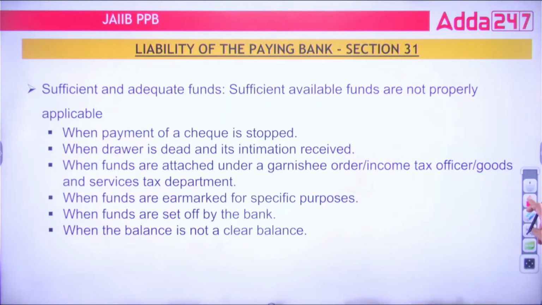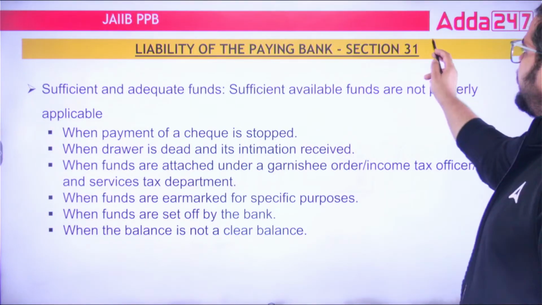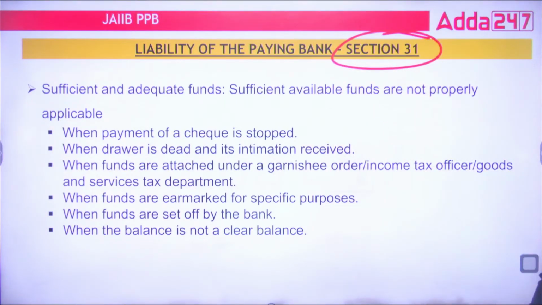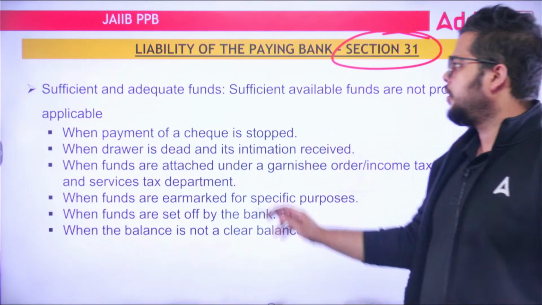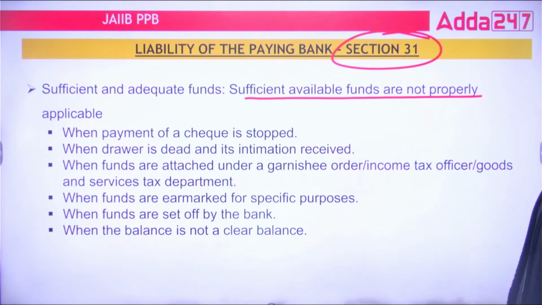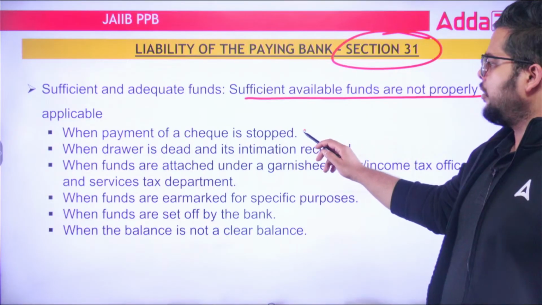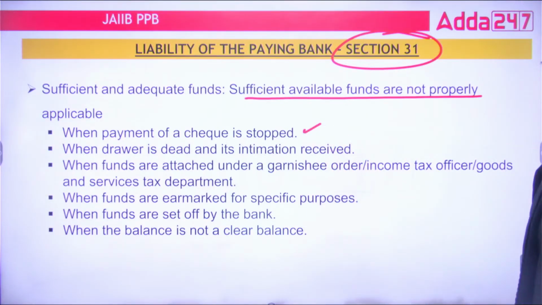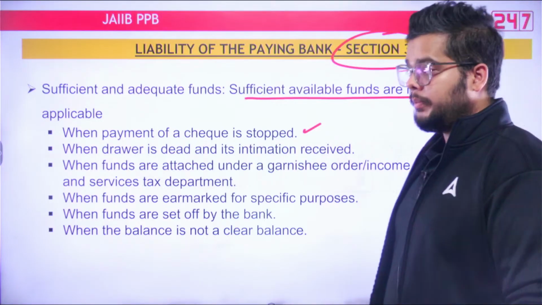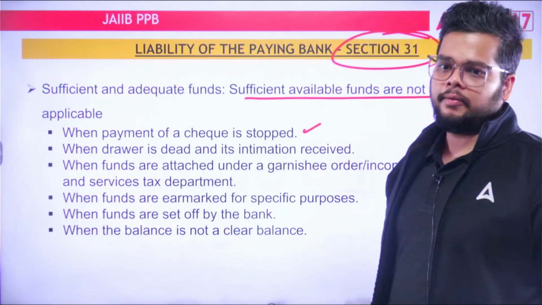Then liability of the paying bank, defined under section 31. Here you will find that sufficient and adequate funds are available, and if sufficient funds are not available, then what? They are not properly applicable when the payment of the check is stopped. So you have stopped the payment of a particular check, and funds are still available.